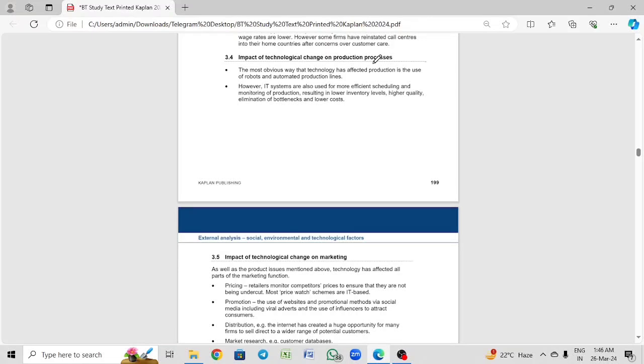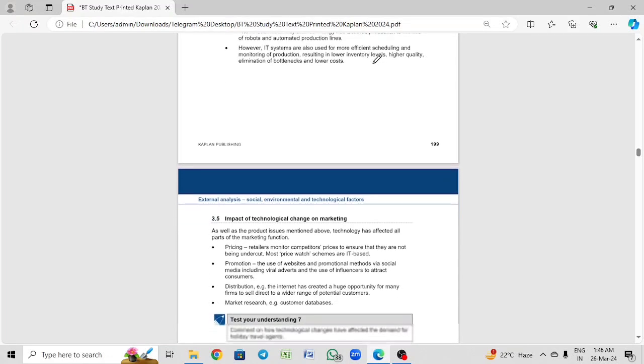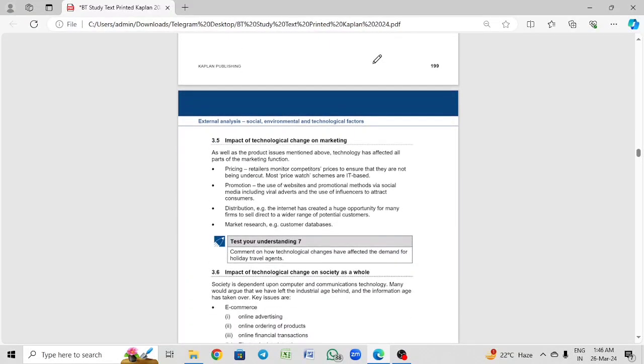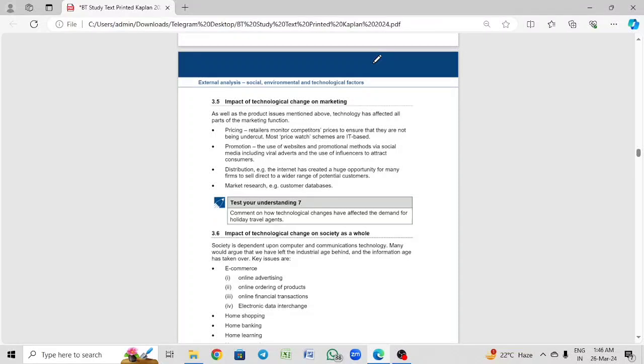Okay, which leads to greater quality, lower inventory levels, lower labor cost. So everything is now changing with technology. The product and the production process, everything changes with the technological changes.